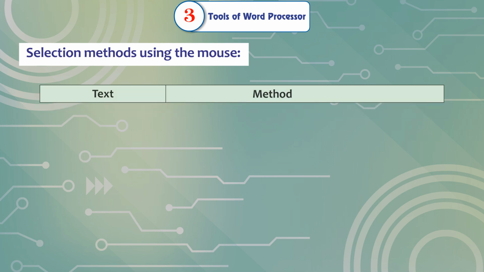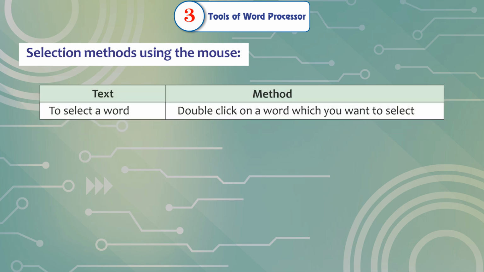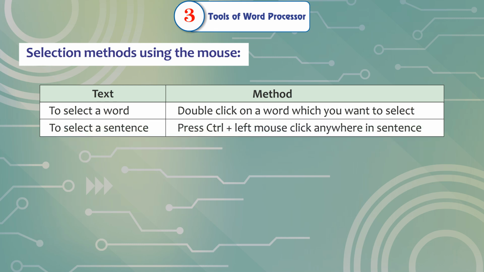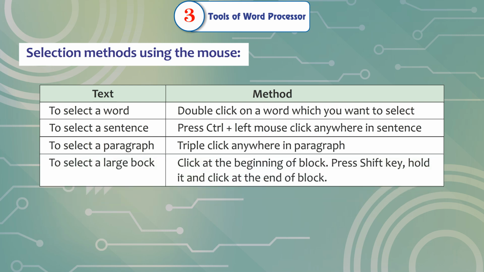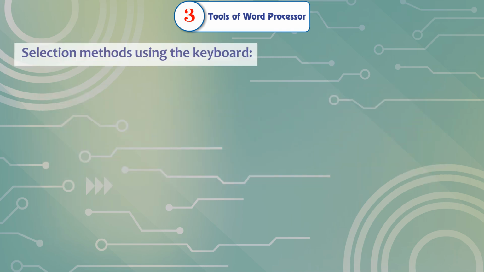Text method. To select the word, double-click on a word which you want to select. To select a sentence, press Ctrl+ left mouse click anywhere in sentence. To select a paragraph, triple-click anywhere in paragraph. To select the large block, click at the beginning of block. Press Shift key, hold it, and click at the end of block.